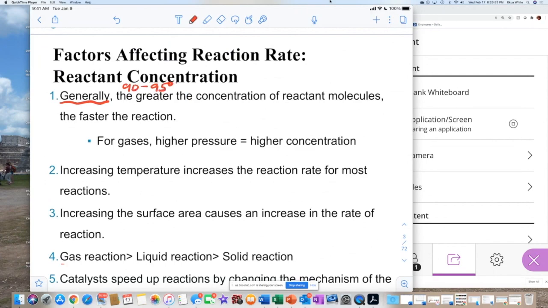As they say generally, that means 90 to 95% of the time. That way, when you face the exception and you go back and say wait a minute, I thought you said the greater the concentration of the reactant molecules, the faster the reaction, they'll say, no, we said generally. That means most of the time, but not all the time. Later on, we'll talk about the collision theory. Collision theory is a theory that talks about the same idea.